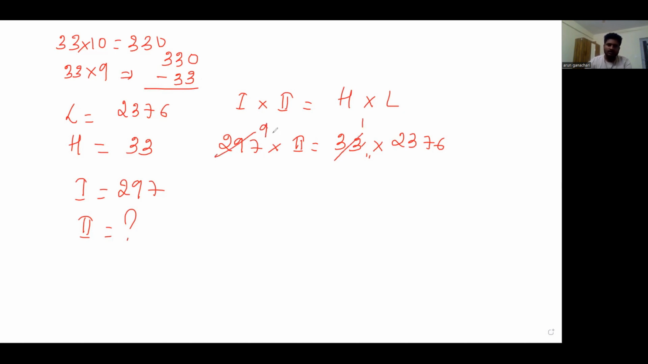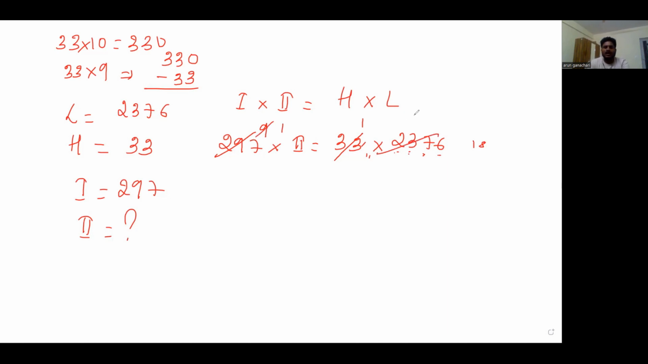Now all we have to do is divide the number 2376 by 9. Now I have to check whether the number is divisible or not. How will I check whether the number is divisible or not? I will use the divisibility rule. That is 2 plus 3 is 5. 5 plus 7 is 12. 12 plus 6 is 18. And this 18 is divisible by 9. So this entire number has to be divisible by 9.